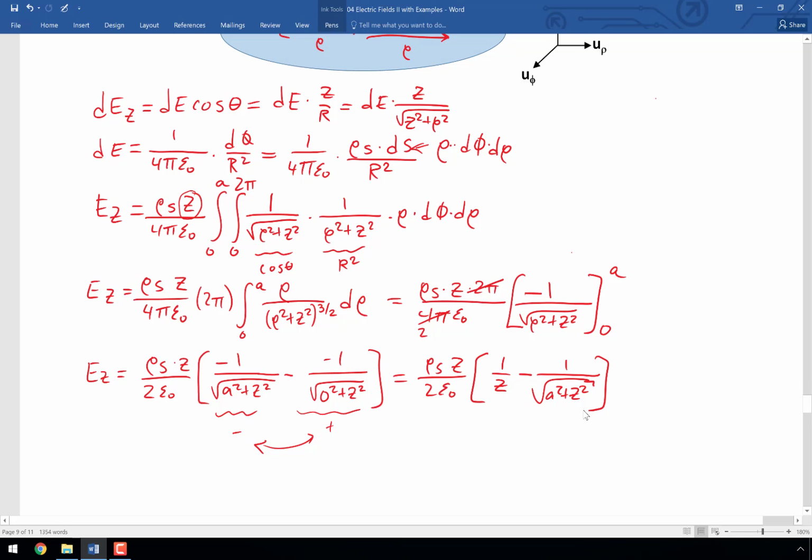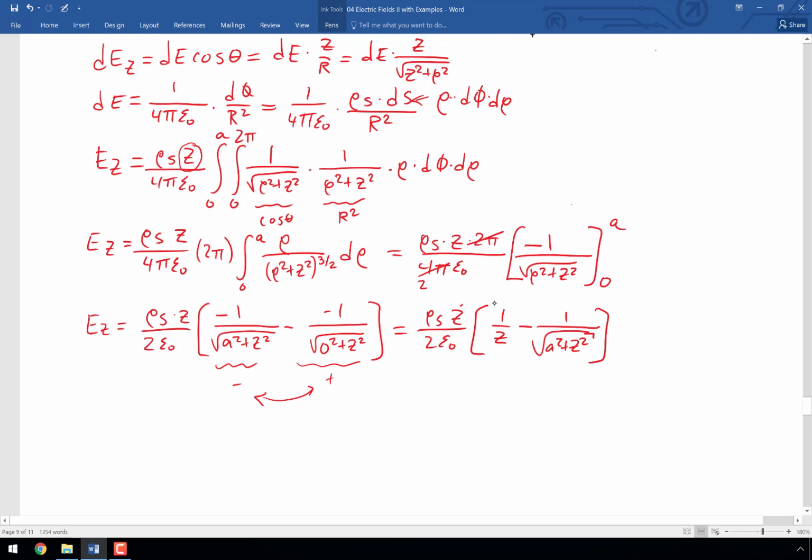And I'm going to take this z right here, and I'm going to pop it inside the parentheses. So E sub z becomes rho sub s over 2 epsilon 0 times, and z times 1 over z just gives me 1 minus, and then it becomes z over the square root of a squared plus z squared. And I believe, again, that's our final answer.